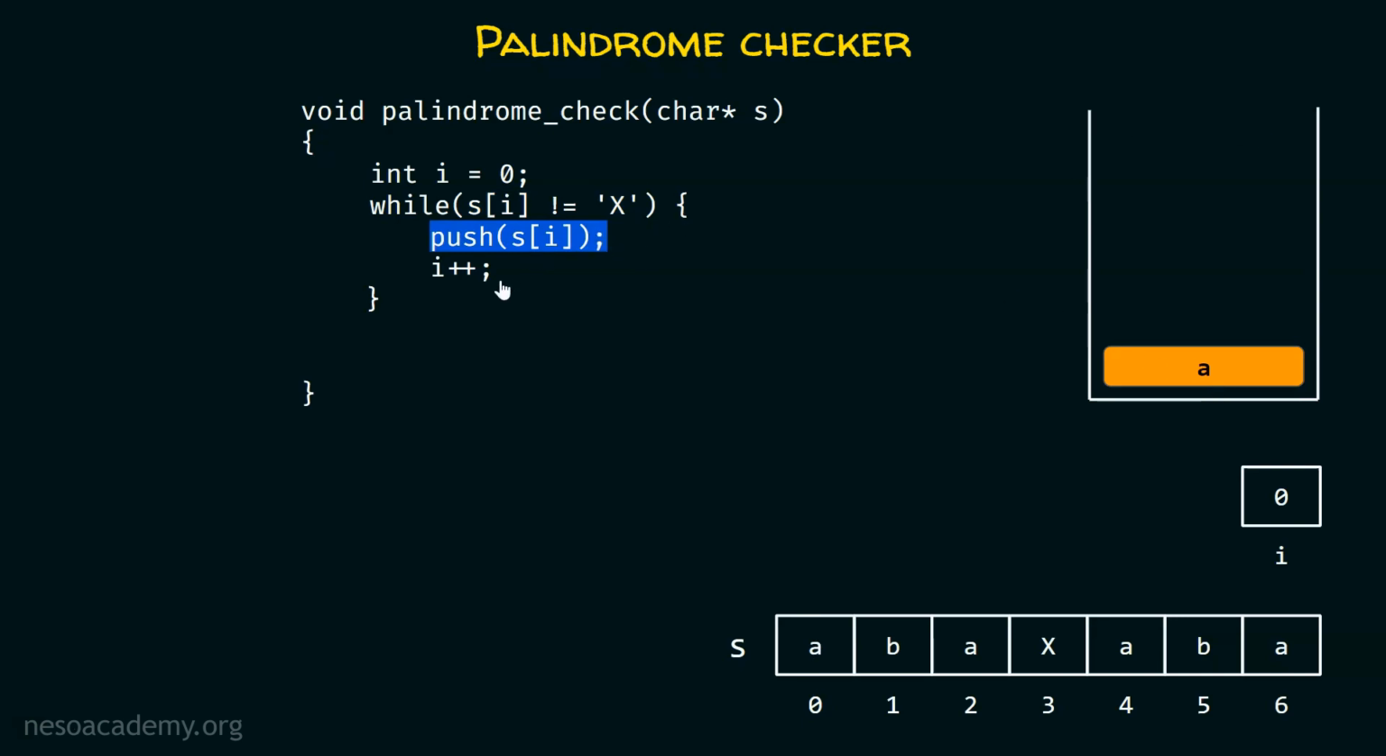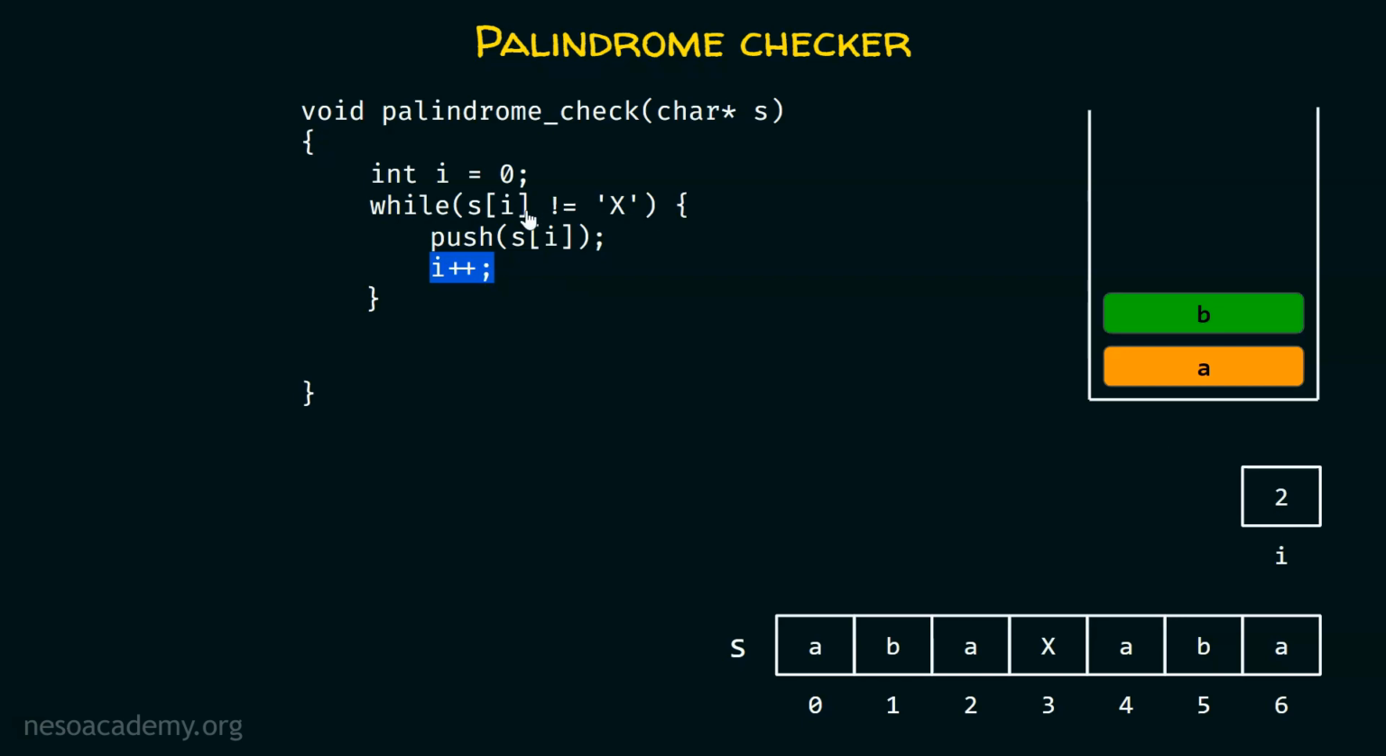Now we can increment our i variable. Now this becomes 1. After this, we'll again check this condition: is S[i] equal to X? No, S[i] is not equal to X. Therefore, we can get inside this while loop. We can push this element onto the stack, and then after this, we can increment our i variable.